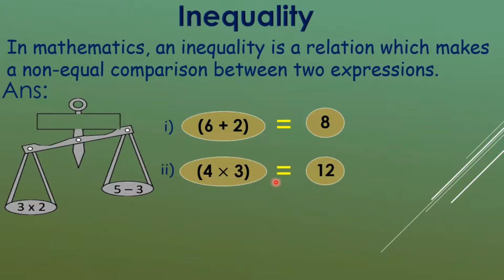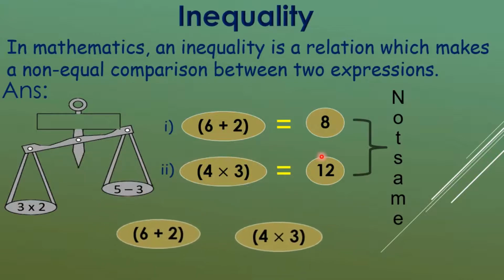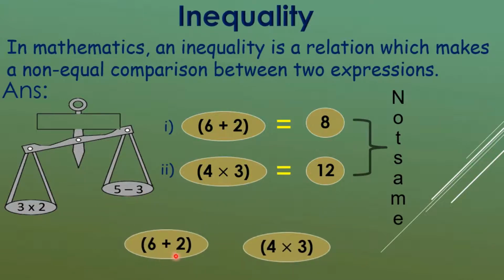Now you can see the value of these two expressions is not the same. So we say these two expressions, 6 plus 2 and 4 into 3, are not equal. This kind of representation is called an inequality.